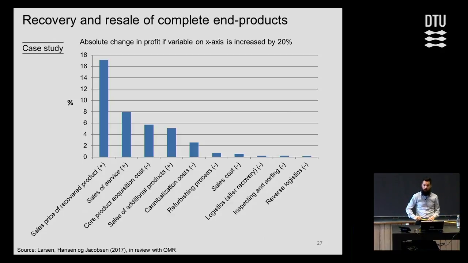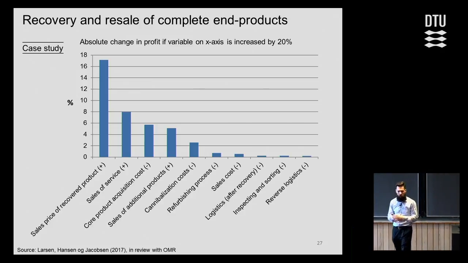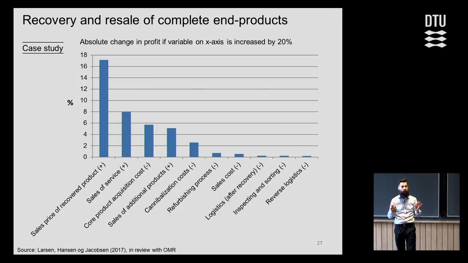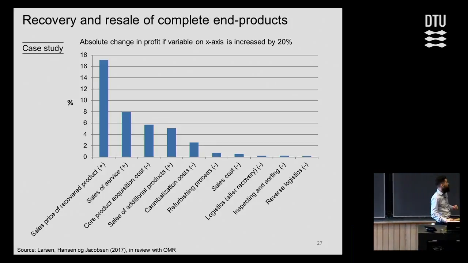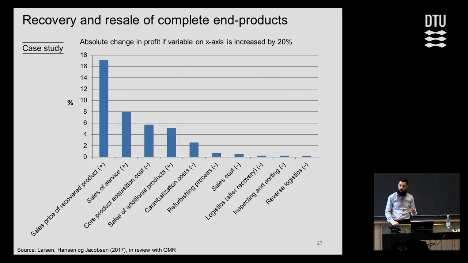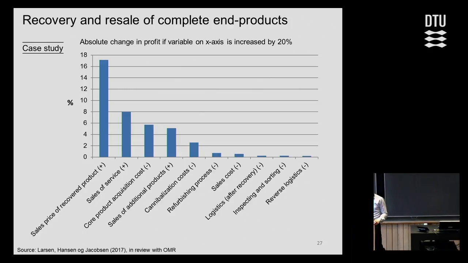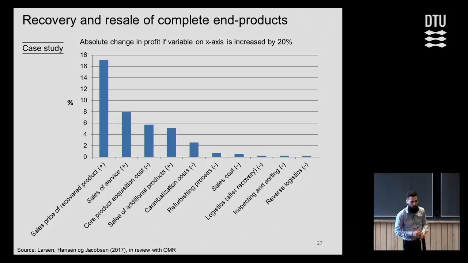The cannibalization cost means that if a firm sells a recovered product to a customer, then let's say they do that 10 or 20 times, some of these customers might have purchased a virgin product, but they don't do that now. They purchase the recovered product. So the firm loses the profit from selling the virgin product. And that's the cannibalization cost. And then there is the cost of the salesman making the sale, logistics, inspecting, and the very last one is reverse logistics.